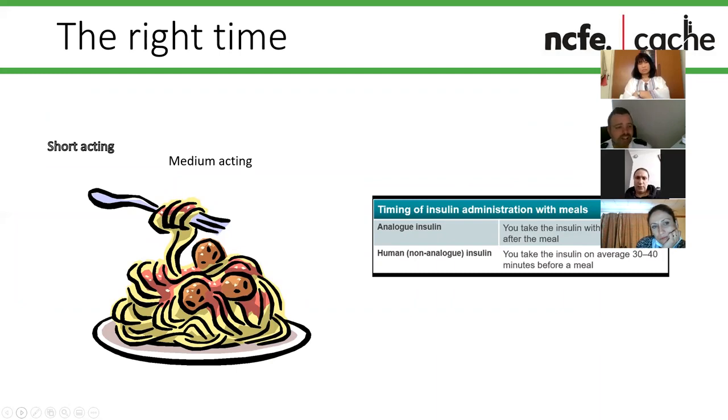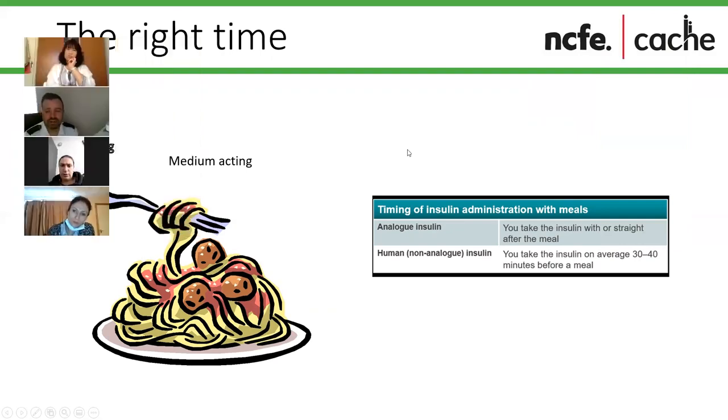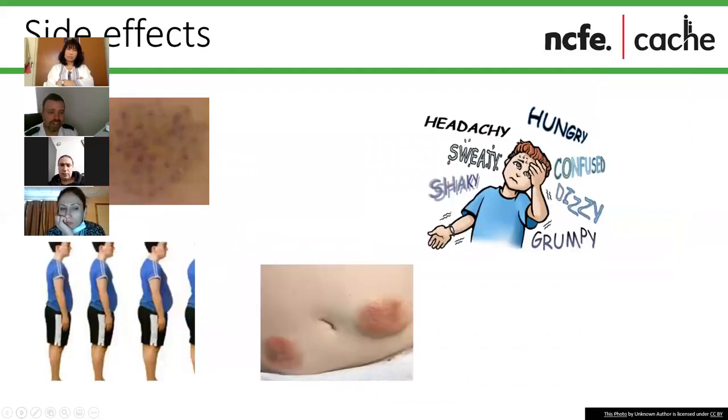Looking then at the right time, making sure you know if it's the short-acting insulin, you'll take your insulin with or straight after your meal. And if it's not, you may take the insulin on average between 30 or 40 minutes before your meal. So again, just knowing when that is.